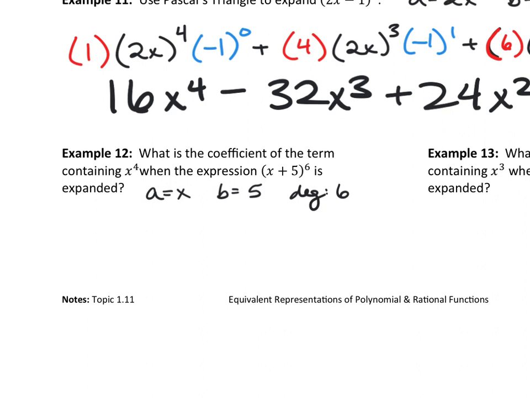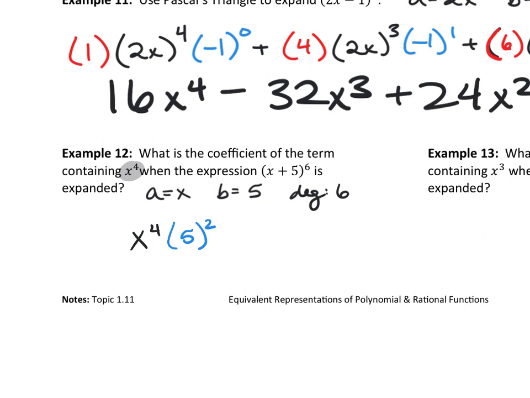That means we will be looking at the 6th row of Pascal's triangle. But we want to know the term containing x to the fourth power. So I know that my middle thing is going to be x to the fourth. So that means 5 would have to be raised to what power? 2. Every single time we do this, the powers should add to 6.